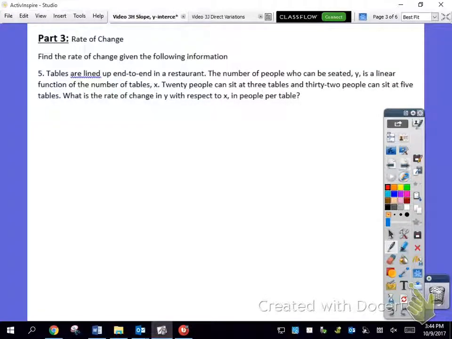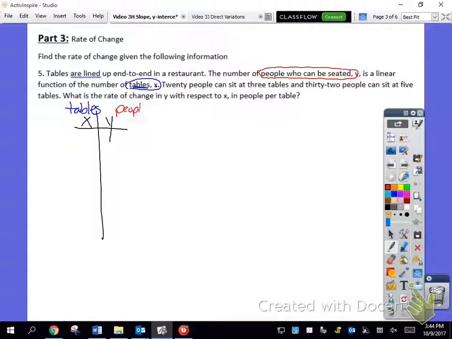Number 5, tables are lined up end to end in a restaurant. The number of people who can be seated, y, so people is your y, is a linear function of the number of tables x. So in my t-chart, where you have x and y, x is your tables, so I'm going to go ahead and put tables above my x, and the people that sit around the table are your y's.